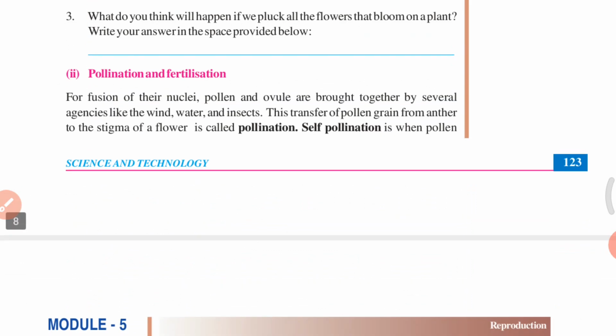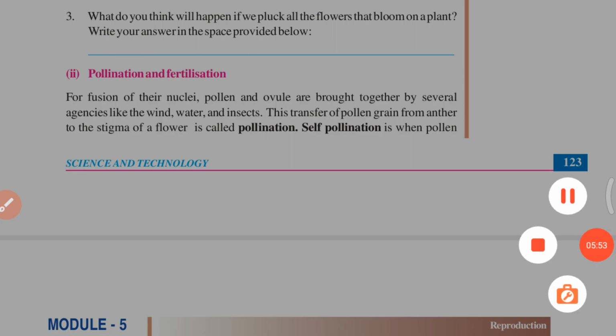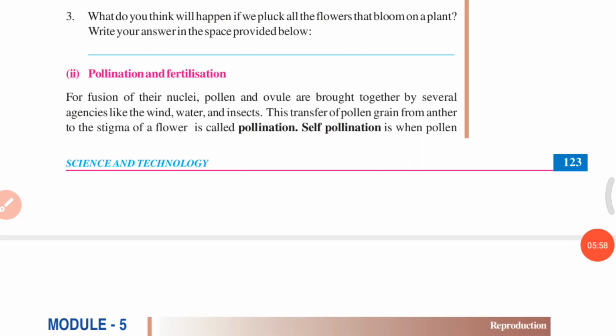Then, how does pollen from the anther reach the stigma? It may be in a single flower in the case of bisexual flowers. It may be in different flowers in the case of unisexual flowers. The process of the transfer of pollen grains from the anther to the stigma of a flower is called pollination.